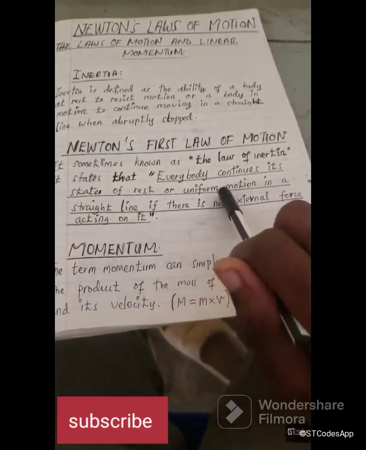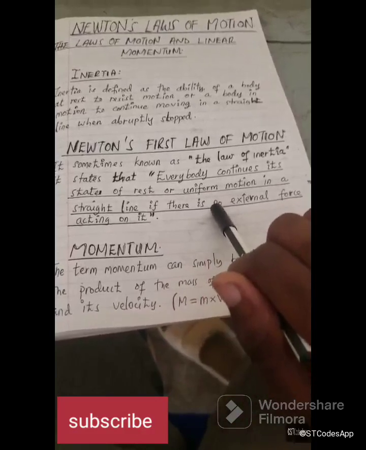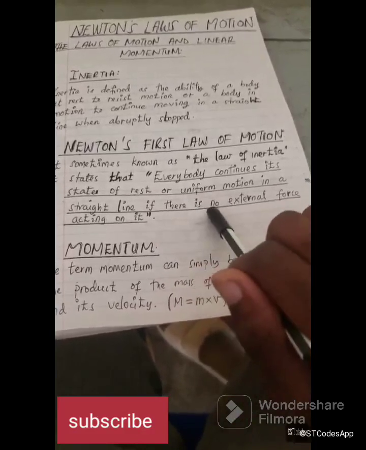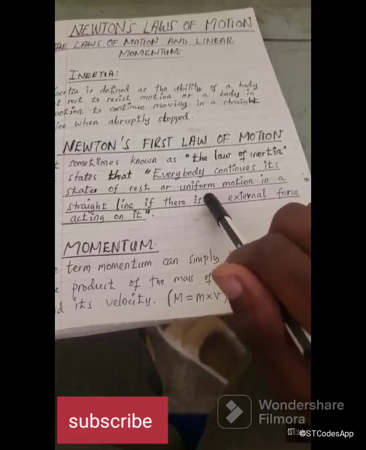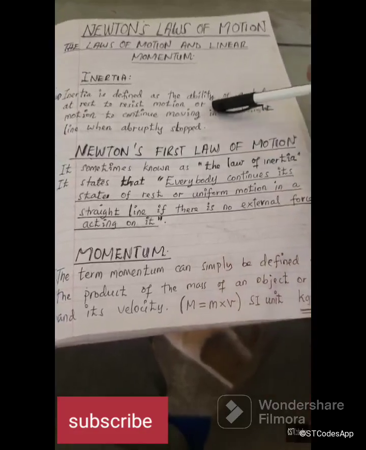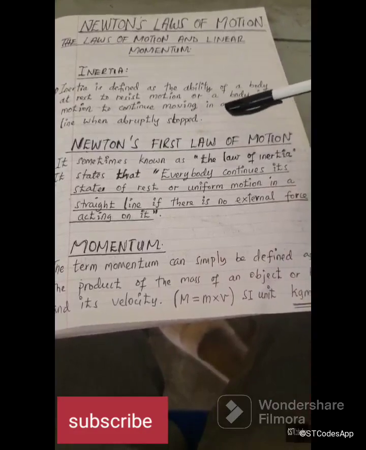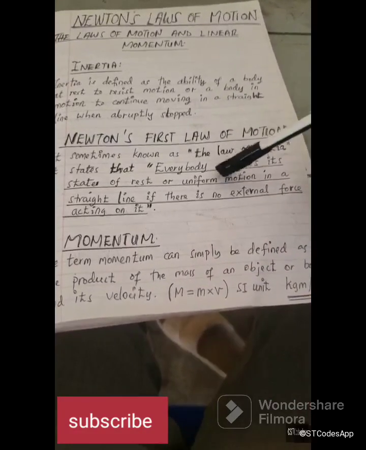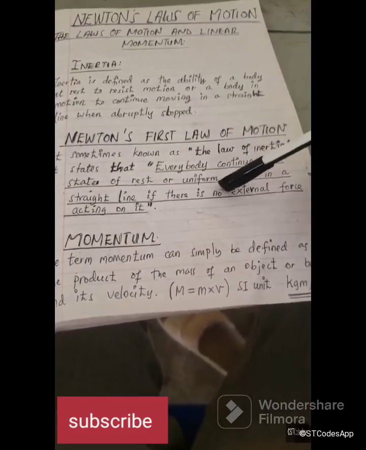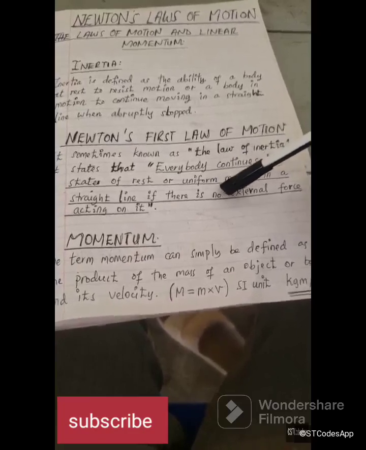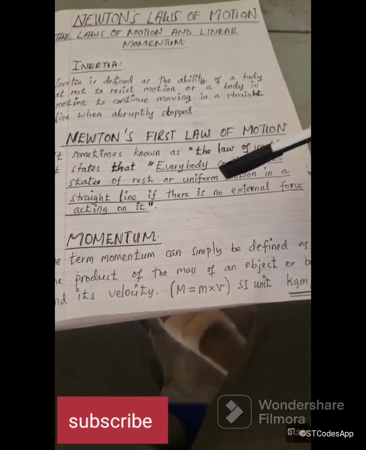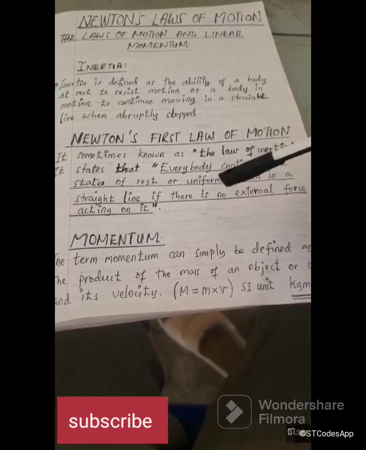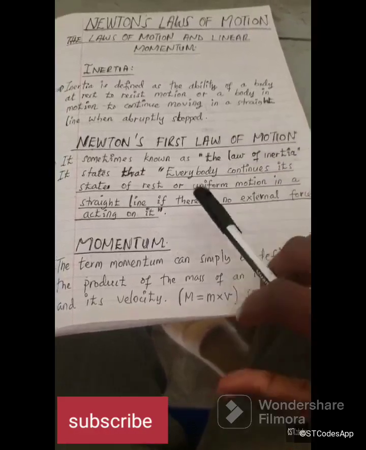Looking well at the statement of Newton's first law of motion and coming back to the definition of inertia, you will see that there is a correlation. That is the reason why Newton's first law of motion is sometimes referred to as the law of inertia, because it tells us information about inertia.